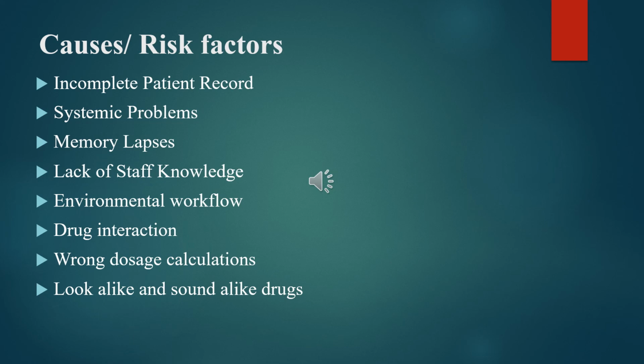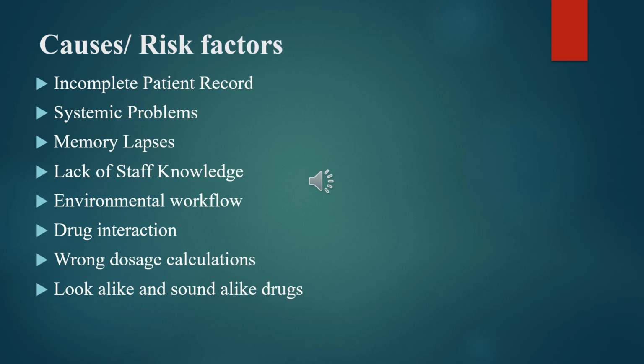Next one, the memory lapses. A nurse may know that a patient is allergic but forget. This is often caused by distractions. Forgetting to specify a maximum daily dose for an as-required drug is another example of memory-based errors. The next one is the lack of knowledge. Sometimes there is lack of knowledge among the nurses about the medications.